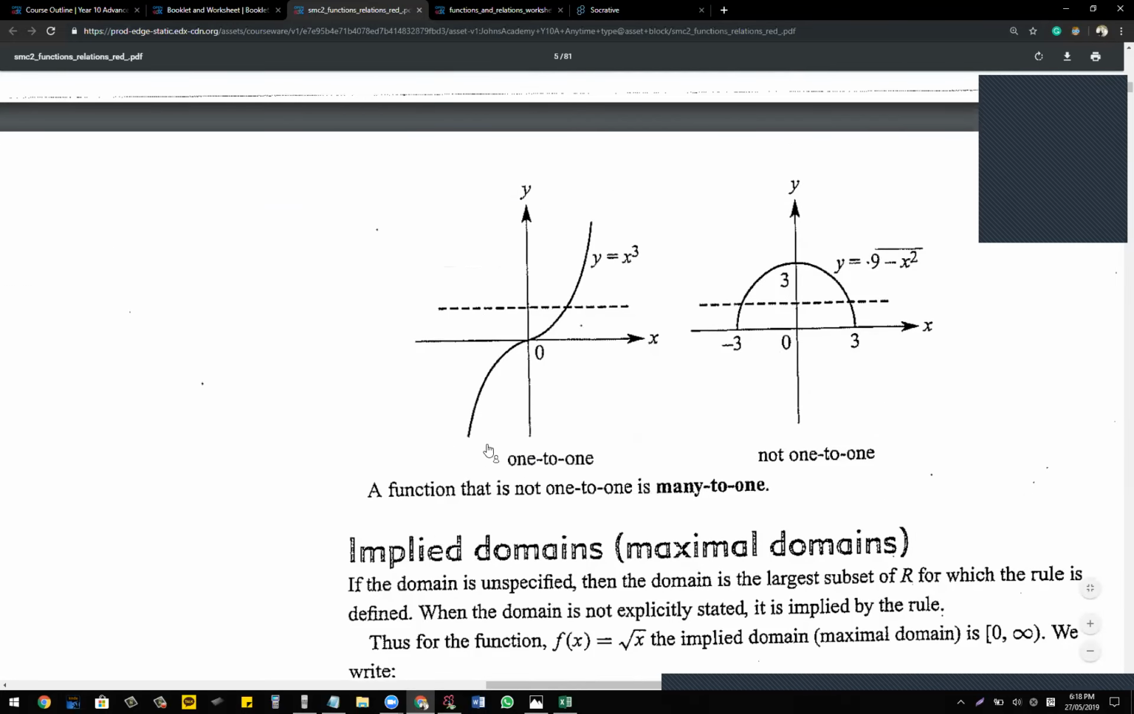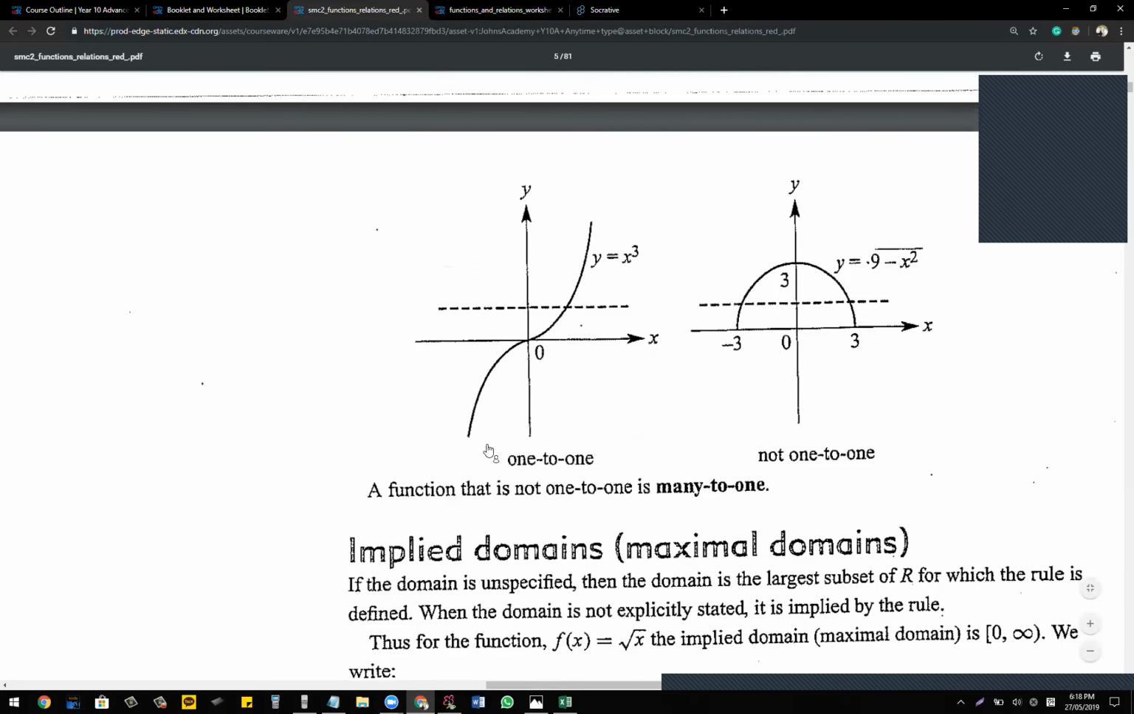Okay, that's all good. Now, we talked about domain and range last time. We're going to talk about implied domain. So what is implied domain? The implied domain is sometimes also known as maximal domain. For example, if I say y equals to, so don't worry about this for now.